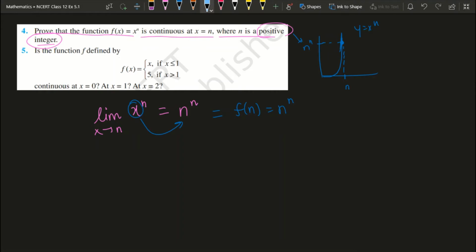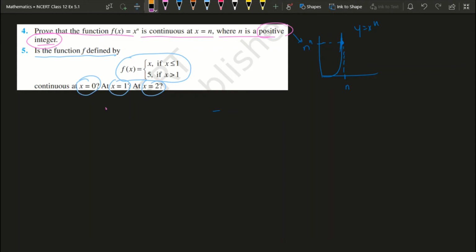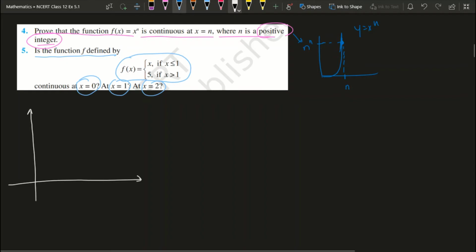So problem number 5 says, is the function f defined by the following, which is a piecewise defined function, continuous at x equals 0, x equals 1, or x equals 2? So let's try the problem. A nice way to start with problems like this would be to visualize what it looks like. So let's try drawing the graph of this function.